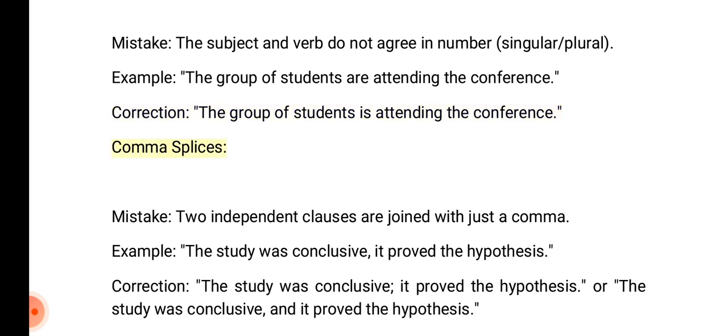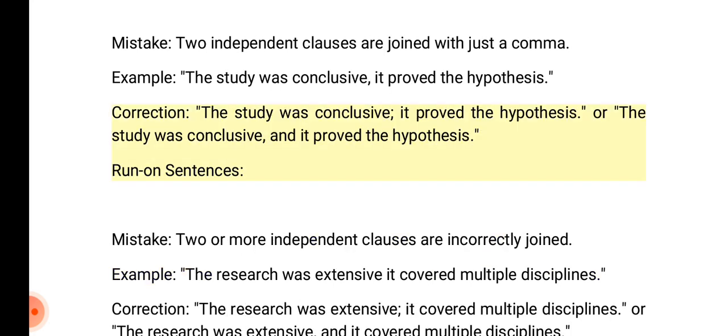Comma splices. Mistake: two independent clauses are joined with just a comma. Example: The study was conclusive, it proved the hypothesis. Correction: The study was conclusive; it proved the hypothesis. Or, the study was conclusive, and it proved the hypothesis.